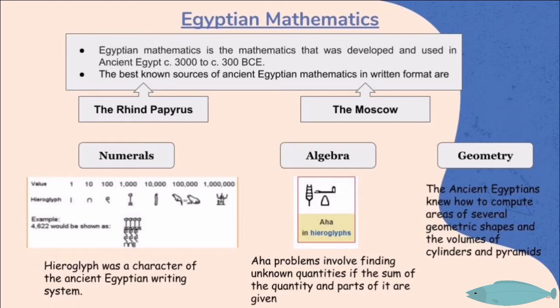Next will be about geometry. The ancient Egyptians knew how to compute areas of several geometrical shapes and the volumes of cylinders and pyramids. There are only a limited number of problems from ancient Egypt that concern geometry.